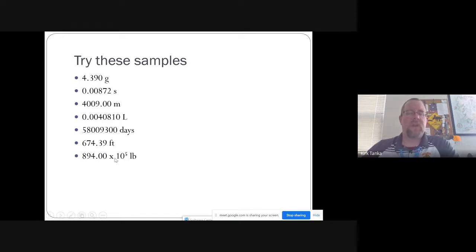And then this one, if it's in scientific notation, just drop off the scientific notation and look at just the number, the decimal number, 894.00. Those are significant, so that has 5. Don't let this scientific notation times 10 to the 5th change anything. It's always written so that you can count the sig figs based on the number, the decimal that is written.